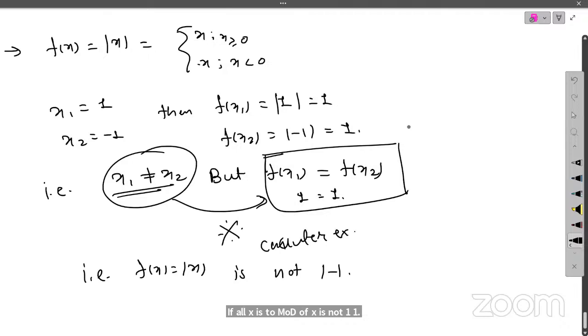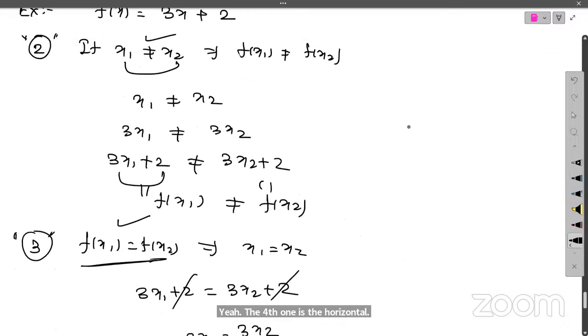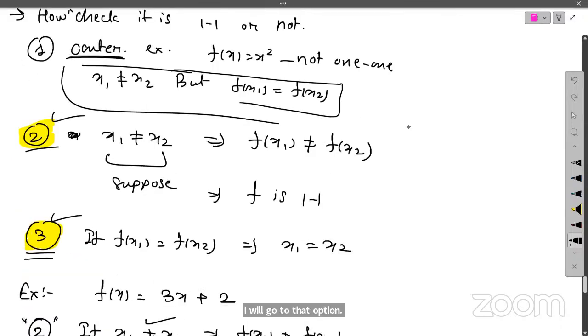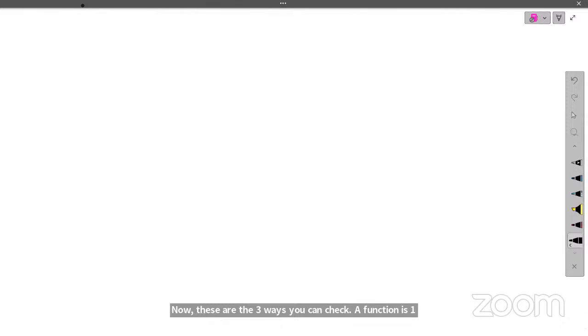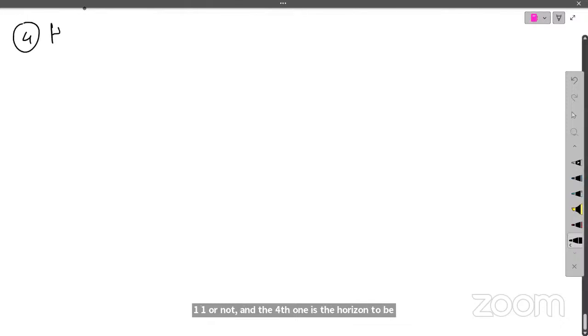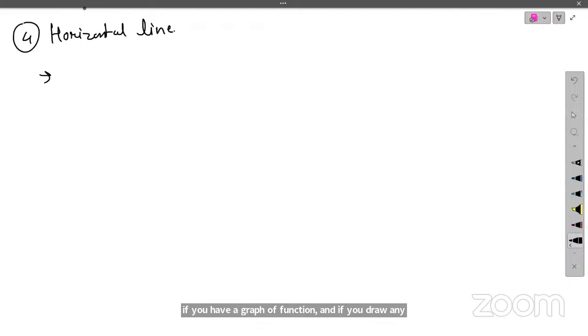The fourth one is the horizontal line test, I will go to that also. Now these are the three ways you can check whether a function is one-one or not, and the fourth one is known as the horizontal line test. So what does the horizontal line test say? It says if you have a graph of a function and you draw any horizontal line and that line intersects your graph exactly once, then that function is a one-one function. Otherwise, it is not a one-one function.